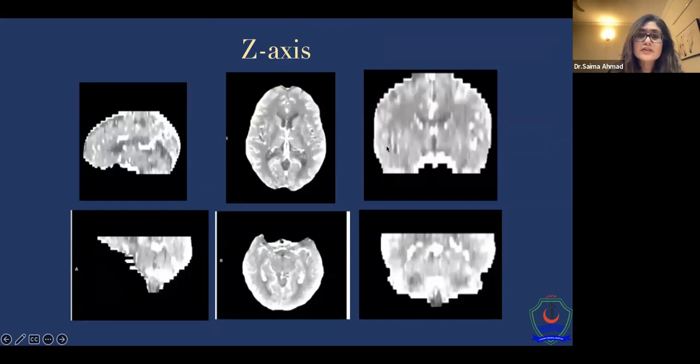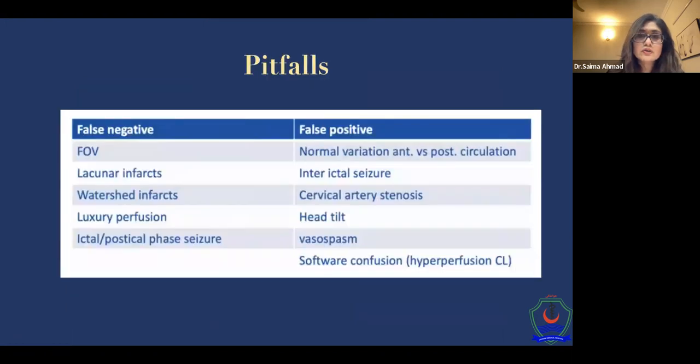In the upper row, there is proper coverage covering the whole MCA territory, but in the lower row, the whole MCA territory is not covered. And if you draw the graph from this, you miss many points, and then the graph will be incorrect. So these are a few of the pitfalls, false negatives and false positives.